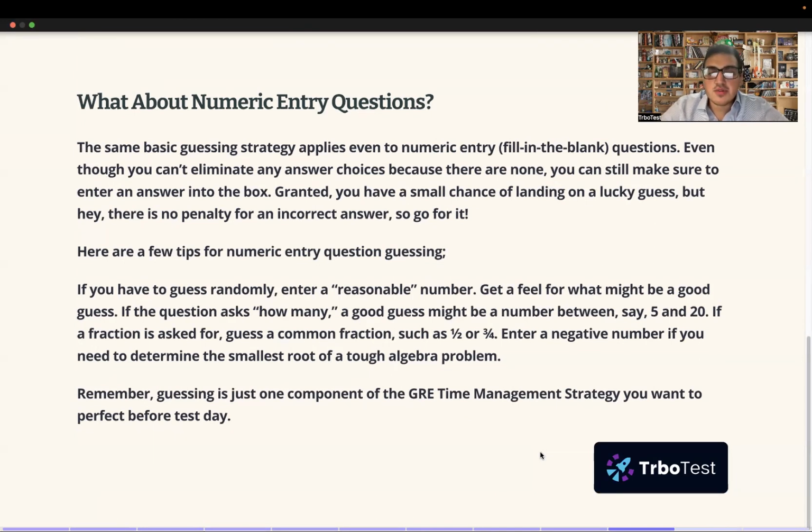Here are a few tips for the numeric entry answer question guessing. If you have to guess randomly, enter a reasonable number. Get a feel for what might sound good and guess. If the question is asking how many, a good guess would be a number between, let's say, 5 and 20. If a fraction is asked for, guess a common fraction, such as 1/2 or 3/4. Enter a negative number if you need to determine the smallest root of a tough algebra problem. Remember, guessing is just one component of the GRE time management strategy you want to perfect before test day.